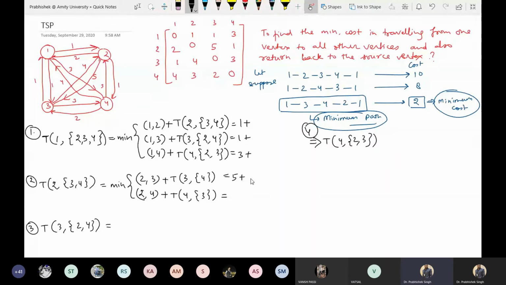What is 2 to 4? It is 1. Okay, rest we don't know. Why we don't know? I will explain you later. Before that, let's calculate this.